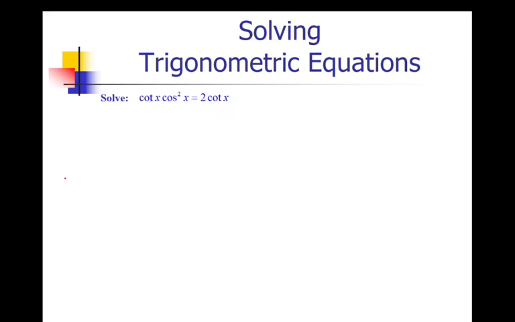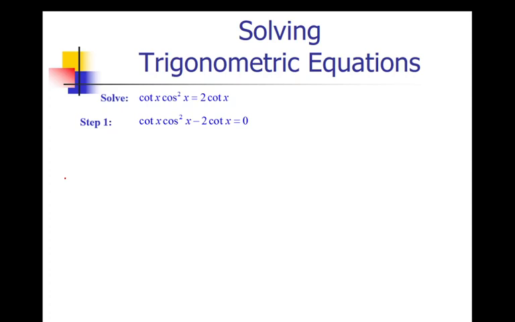Now, this is where it gets interesting. So solve cotangent cosine squared equals 2 cotangent x. Okay? So this one we're going to have to do a little bit more algebra. Because it's not equal to 0, the first thing we have to do is set it equal to 0. So we move the 2 cotangent to the other side.